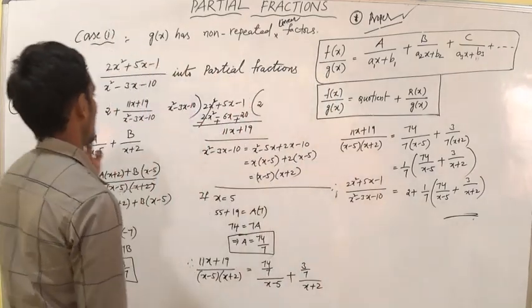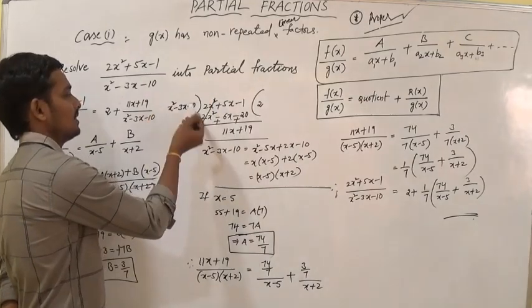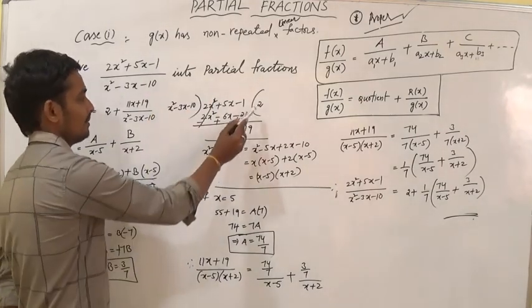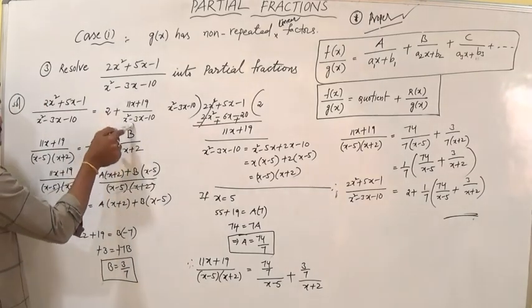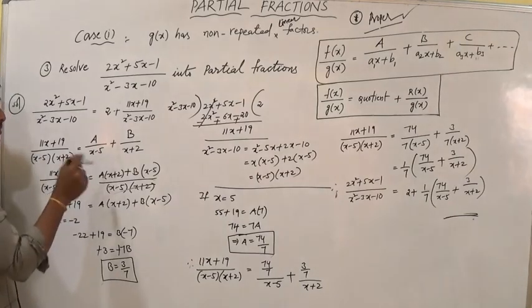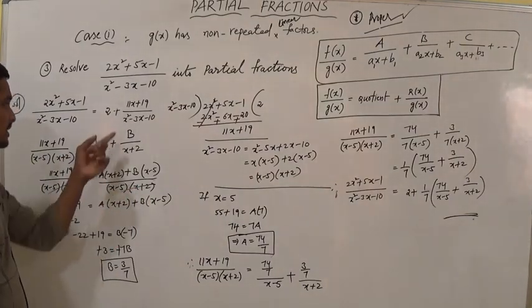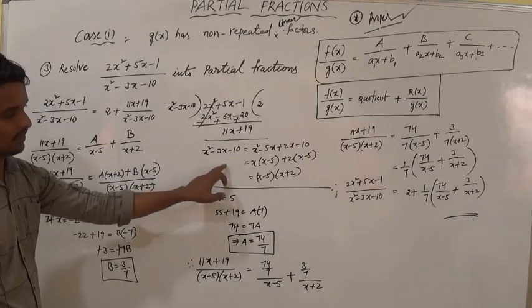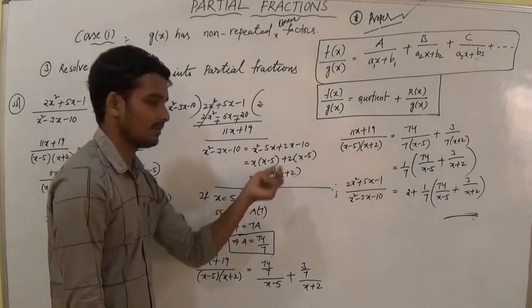So I can divide 2x square plus 5x minus 1 by x square minus 3x plus 10. I am getting a quotient and a remainder. So you can get it like this, and we are getting a proper fraction. This proper fraction is divided into two parts. Why? Because it has two factors. By the factorization method, you get two factors, x minus 5 and x plus 2.